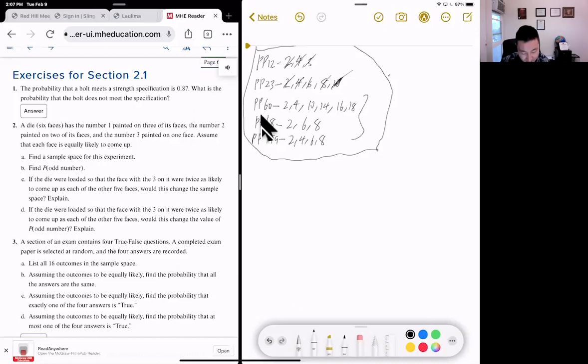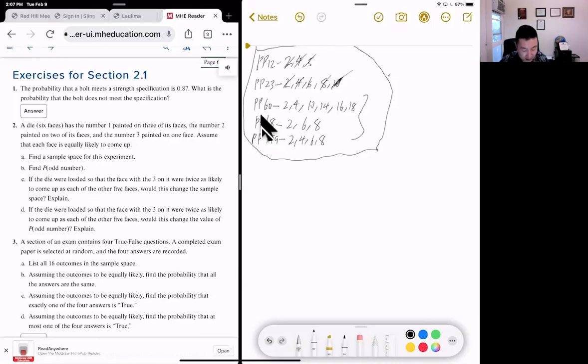Question number 2 is about a die. A die has 6 faces. It has number 1 painted on 3 of its faces, number 2 painted on 2 of its faces, and number 3 painted on the remaining 1 face. So it's a special die. Assume that each face is equally likely to come up.